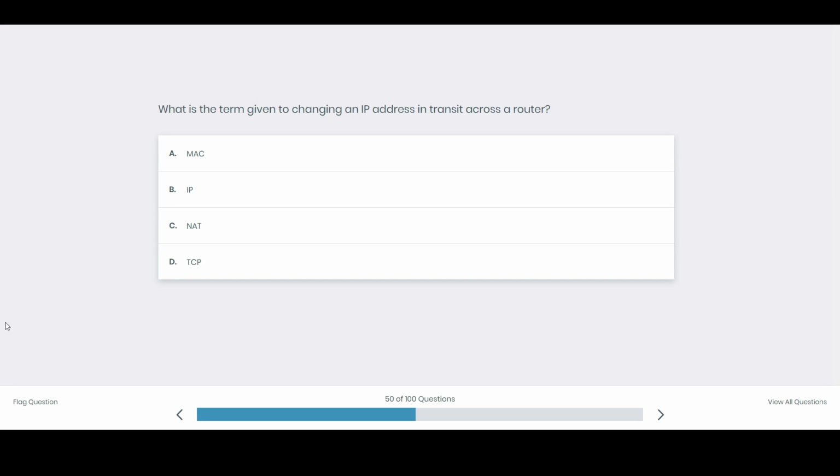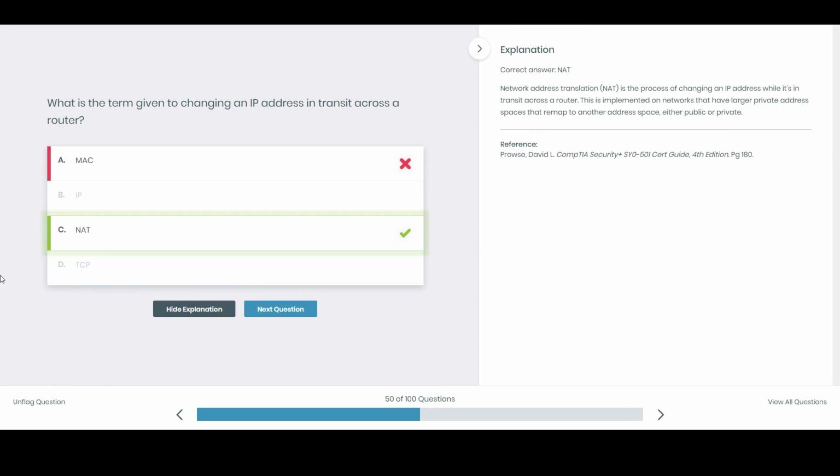What is the term given to changing an IP address in transit across a router? Not TCP, no, IP, no, MAC. I'm not sure, NAT. No, MAC. Oh, NAT. Okay, let's plug this one. NAT, Network Address Translation. I didn't know this one. We need to learn this one. It is the process of changing the IP address while it's transferred across the router.